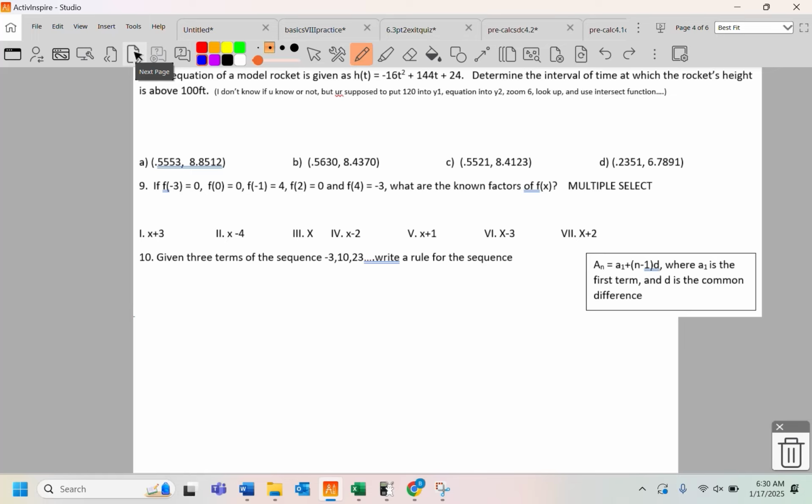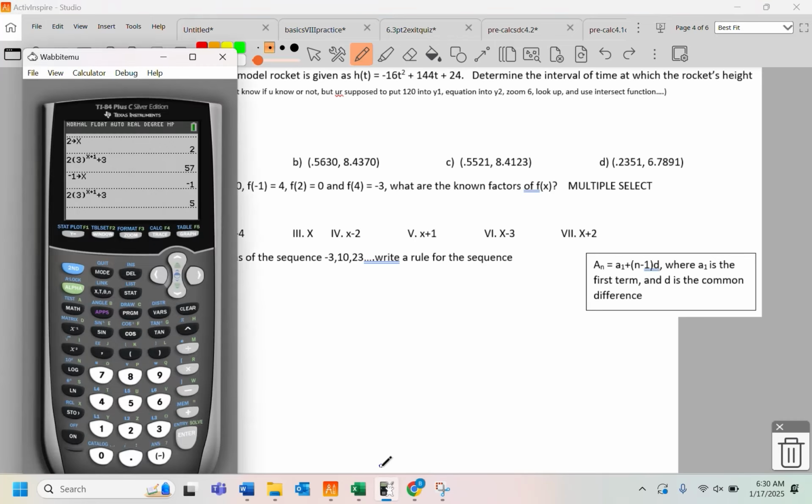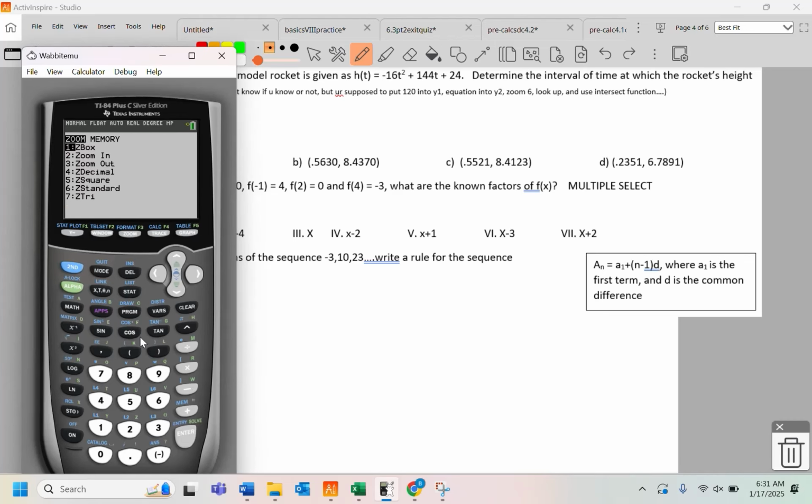8 probably had about a 90% success rate. Like 8 went well, so that's good. It means a lot of us are finally figuring out our calculators. But it should be a 100% success rate problem. So we're going to type in the equation. Oh, sorry, we're going to put 100 in y1. Equation is -16x to the second plus 144x plus 24. We'll do our zoom 6 the way Milbrath trained you to do it.